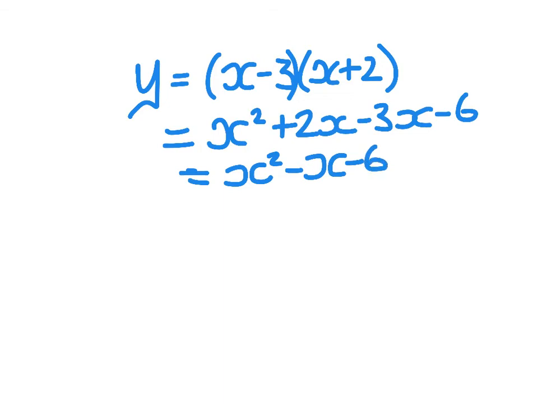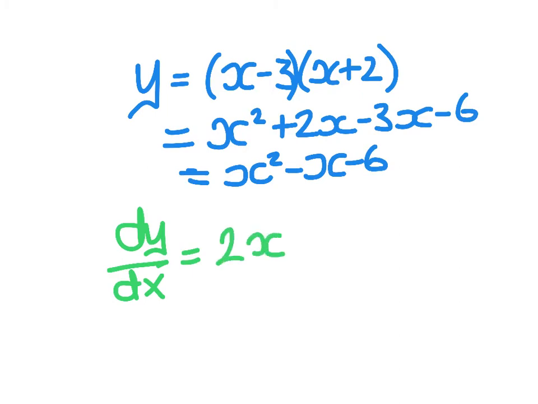Now I can differentiate. dy by dx is equal to, and I'll just differentiate each term. So x squared differentiates to 2x, negative x differentiates to negative 1. The negative 6 is a constant, and so that disappears, or it differentiates to 0.